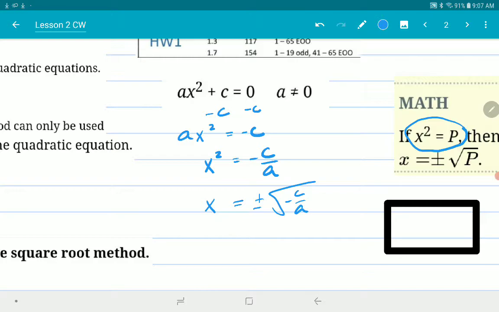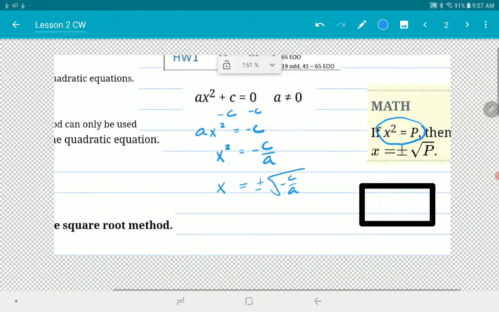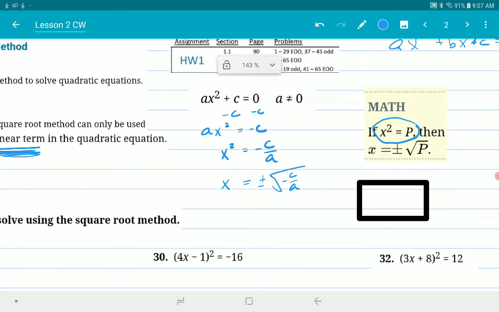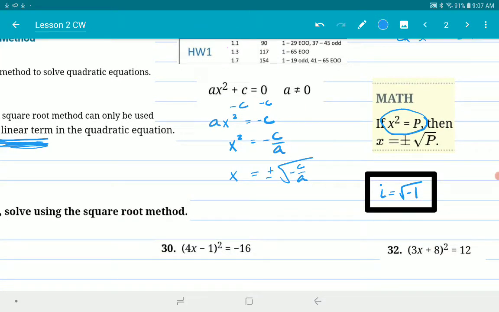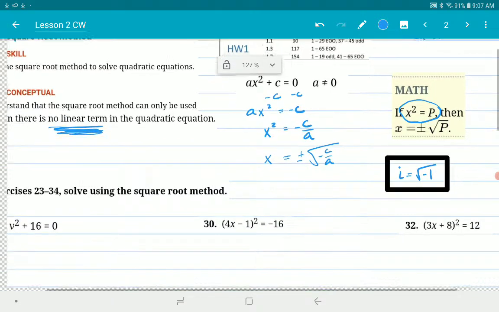If it is negative, which it might be in some of these problems that we're going to see in a little bit, we're going to deal with that by the imaginary number i, which is defined as the square root of negative 1. So when we have a square root of a negative, we're going to deal with it by pulling out that imaginary number, which we'll learn a little more about later. That imaginary number i is just defined as the square root of negative 1.